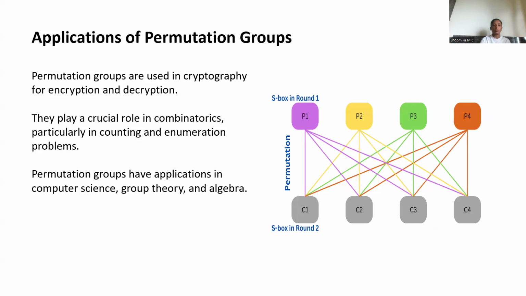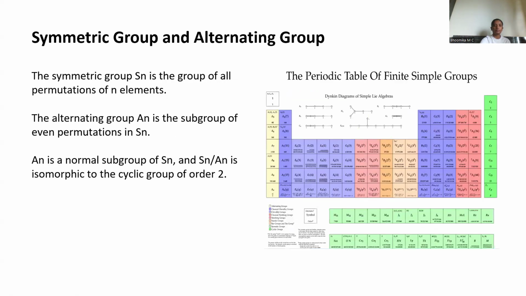Applications of permutation groups. Permutation groups are used in cryptography for encryption and decryption. They play a crucial role in combinatorics, particularly in counting and enumeration problems. Permutation groups have applications in computer science, group theory, and algebra.